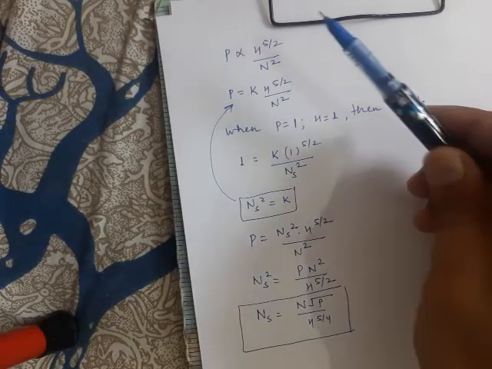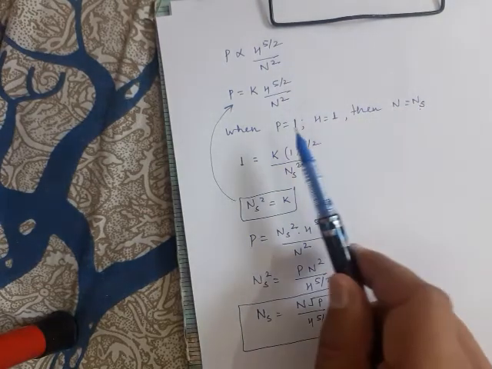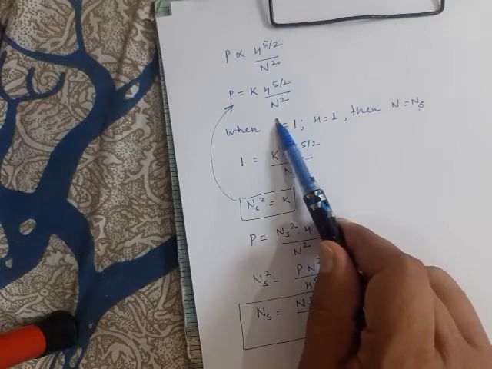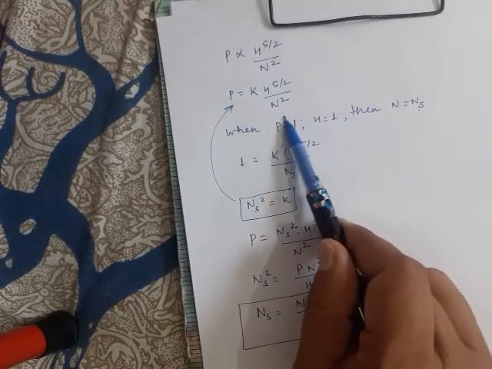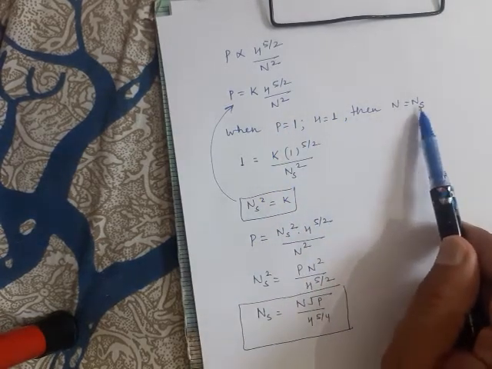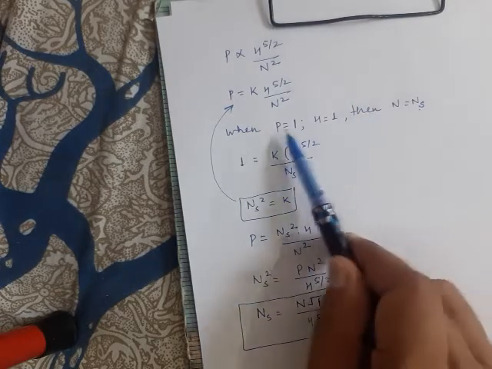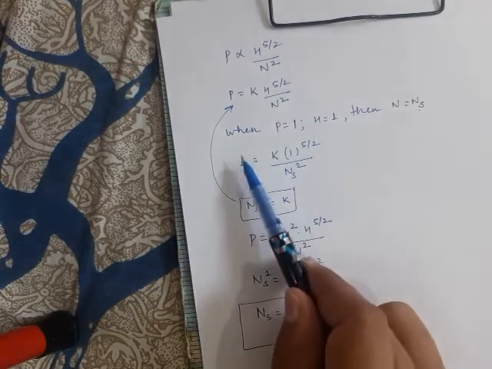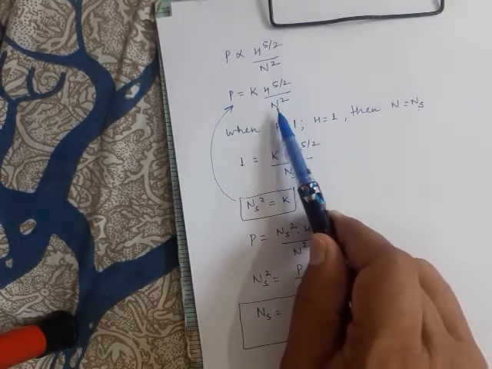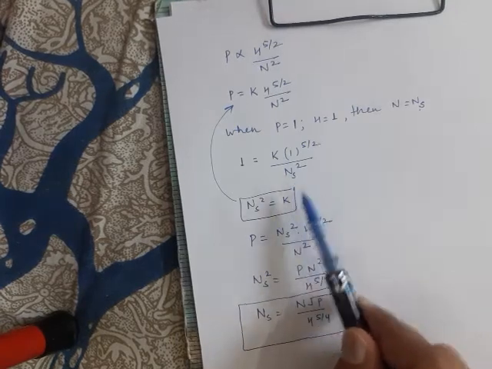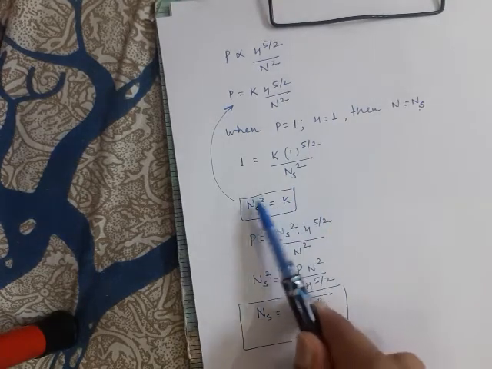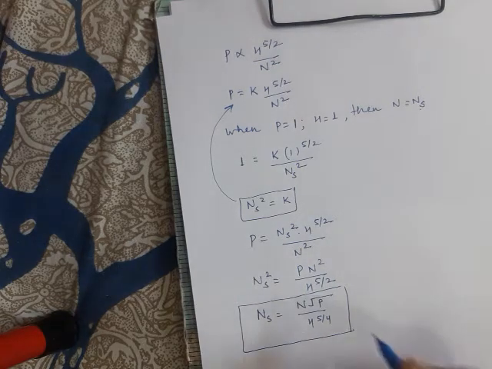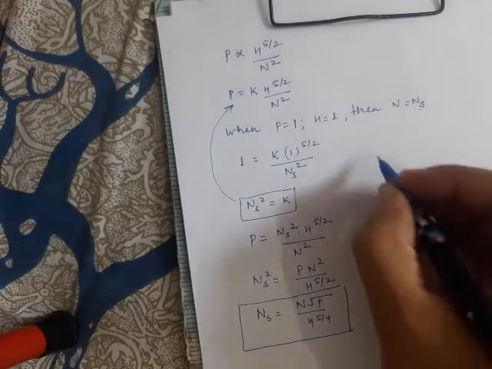What I have done, we have done to this point. As per the definition of specific speed, when the turbine is working under unit head, producing unit power, then the speed corresponds to the specific speed. I have imposed these boundary conditions into this expression. P equals 1, H equals 1, then N corresponds to Ns. From here, the constant comes out equal to Ns square, and from here the specific speed has been calculated. This is the expression for the specific speed of the turbine.